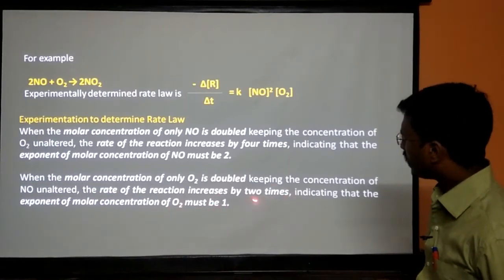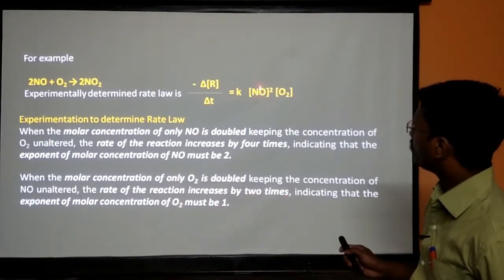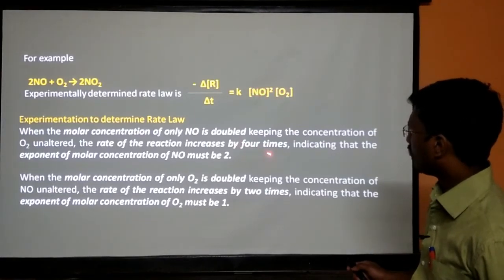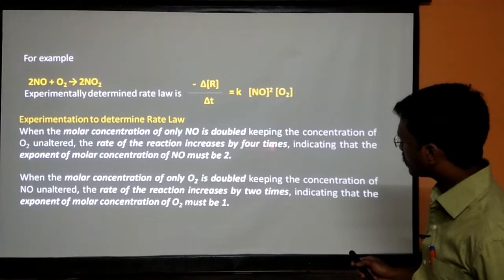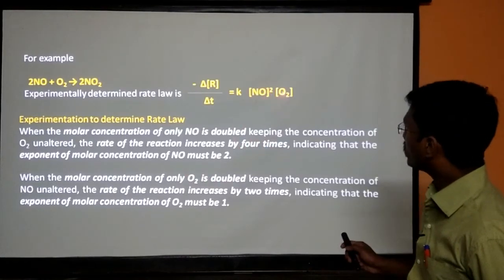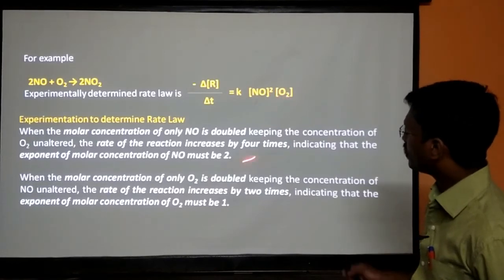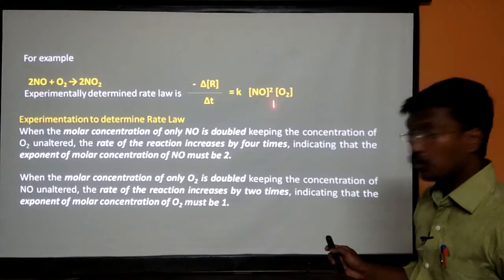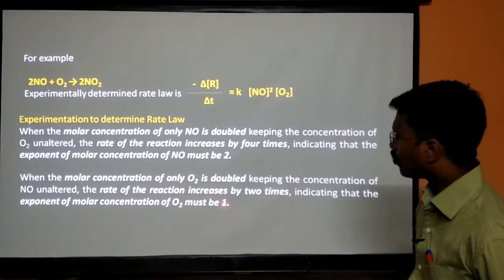On what basis are we writing this? Can you see here, the concentration is doubled and the rate is increased by 4 times. If the rate increases by 4 times, that's why we are writing the power 2. Here also we are doubling the concentration. If we double the concentration here, the rate of the reaction increases by 2 times. That's why we are writing the power 1.